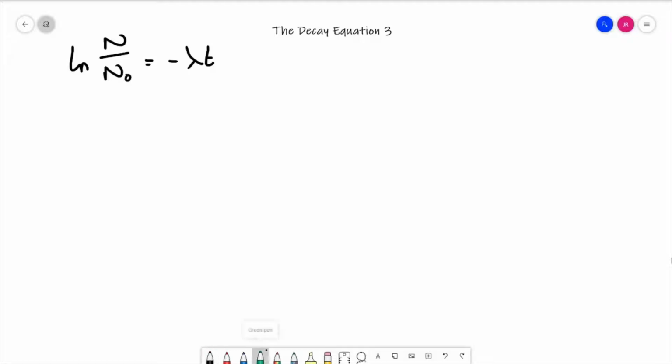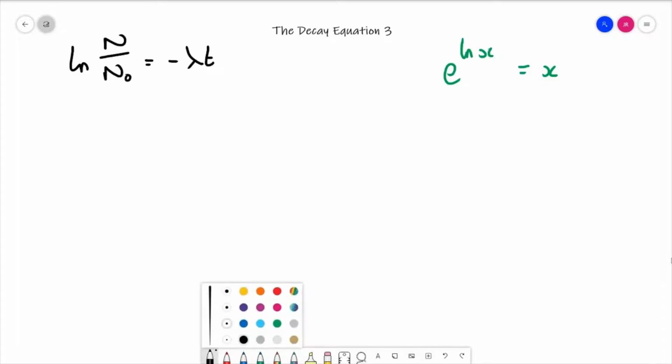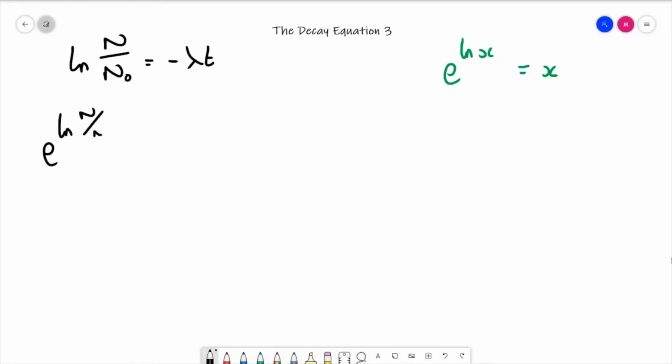On to the next slide then. Our next stage is that we're going to apply the idea that e to the power of the natural log of x is equal to x, and that way we can raise both sides to the power of e, and we will be able to get rid of the natural log that's currently on the left hand side. So let's go ahead and do that. Obviously we're raising both sides of the equation as a power of e, so e to the natural log of n over n0 is equal to e to the minus lambda t.